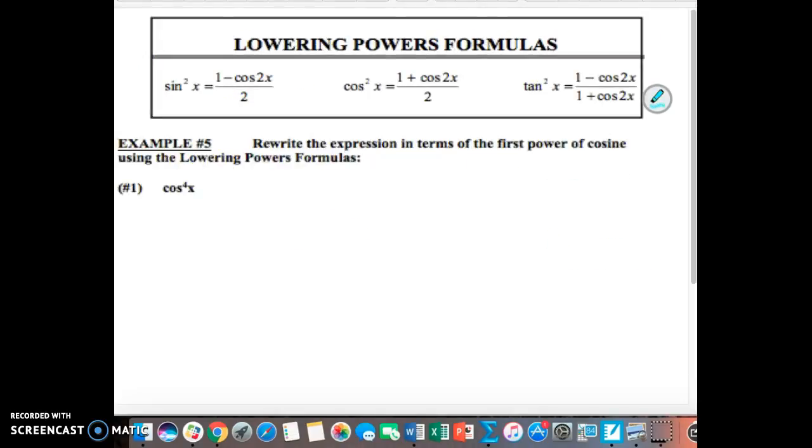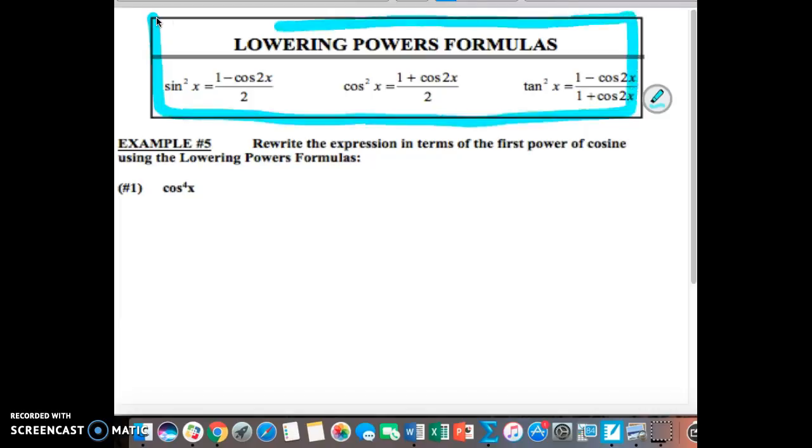The last type of formulas that we will be learning today are the lowering powers formulas. And these are used when we have either sine squared, cosine squared, or tangent squared. We just don't know what to do with them if the Pythagorean identities aren't working, or if they aren't helping us simplify. So we have sine squared of x, we have cosine squared of x, and we have tangent squared of x.